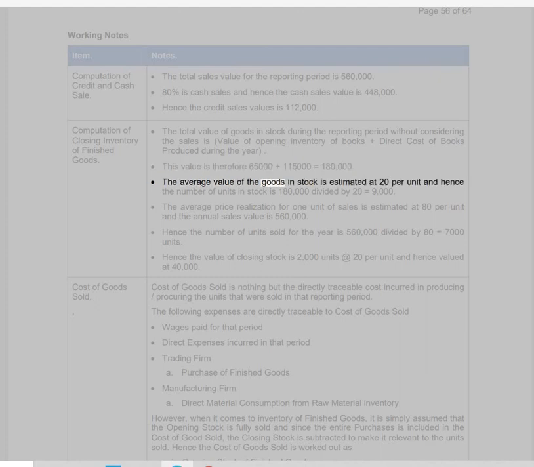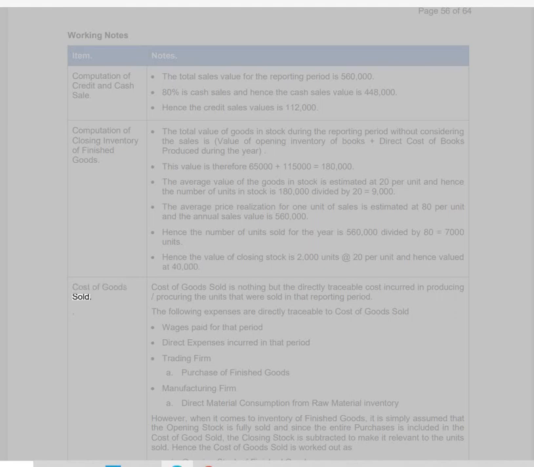The average value of the goods in stock is estimated at 20 per unit, and hence the number of units in stock is 180,000 divided by 20, which is equal to 9,000. The average price realization for 1 unit of sales is estimated at 80 per unit, and the annual sales value is 560,000. Hence the number of units sold for the year is 560,000 divided by 80, which is equal to 7,000 units. Hence the value of closing stock is 2,000 units at 20 per unit, and hence valued at 40,000.